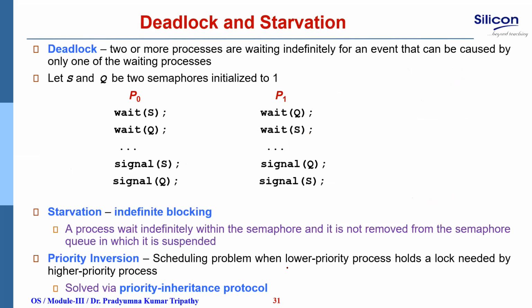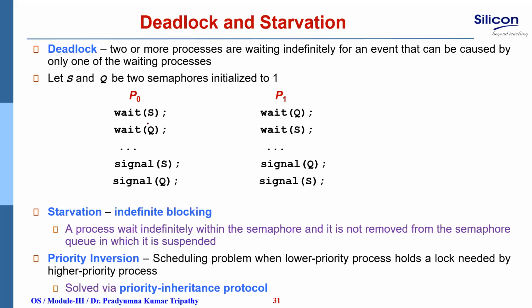So we'll have a small introduction to deadlock and starvation. We have a separate topic for the details of deadlock, but here we are just introducing what a deadlock is. If two or more processes are waiting indefinitely for an event that can be caused by only one of the waiting processes.